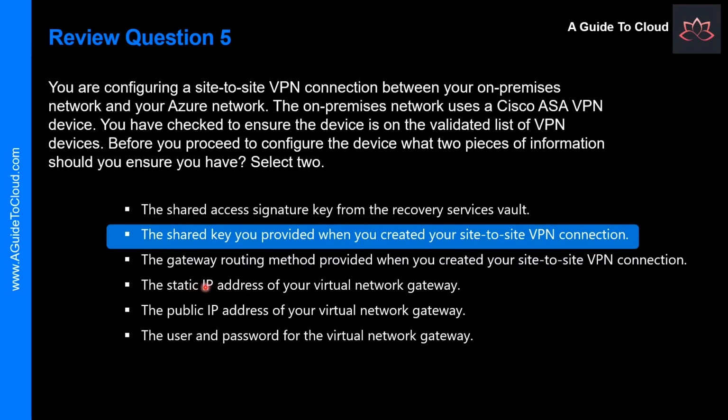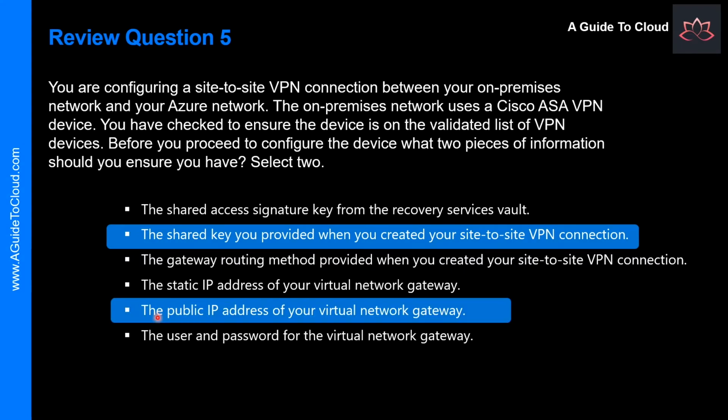Is it the static IP address of your virtual network gateway? We don't need the static IP address, but we need the public IP address. So the next statement is the public IP address of your virtual network gateway. That is correct. So those two are our correct answers. So you will need two things: the shared key and the public IP address of your virtual network gateway. The shared key was provided when you created the site-to-site VPN connection.